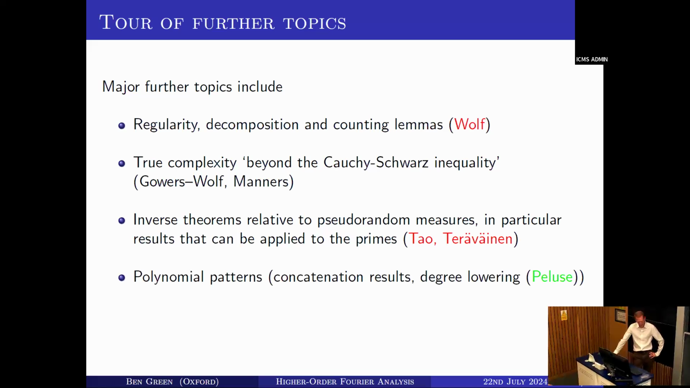I've also not said anything about polynomial patterns. Sarah's in green because she's an organizer. I'm sure if she had been speaking, well, she might have been speaking about this. Who knows?